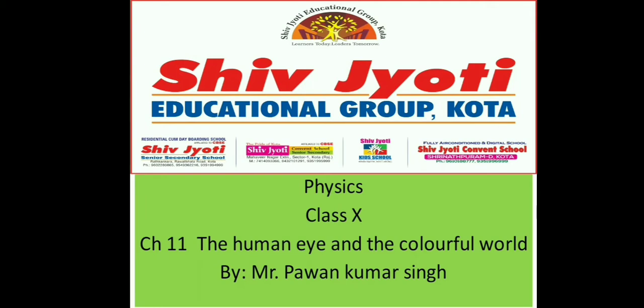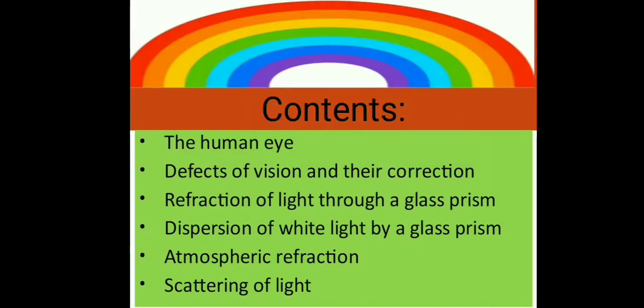Today we will start chapter number 11, The Human Eye and the Colorful World of Class 10th. The contents of the chapter are: first, the human eye, in which we will study about the parts of eyes. Second, defects of vision and their correction. Third one, refraction of light through a glass prism. Fourth, dispersion of white light by a glass prism. Next, atmospheric refraction. And last, scattering of light.